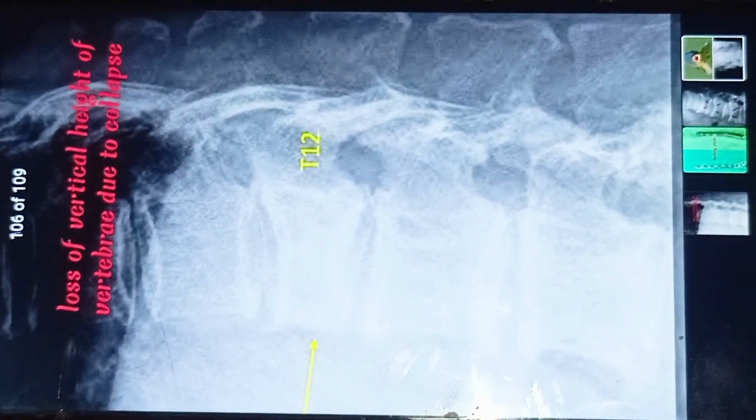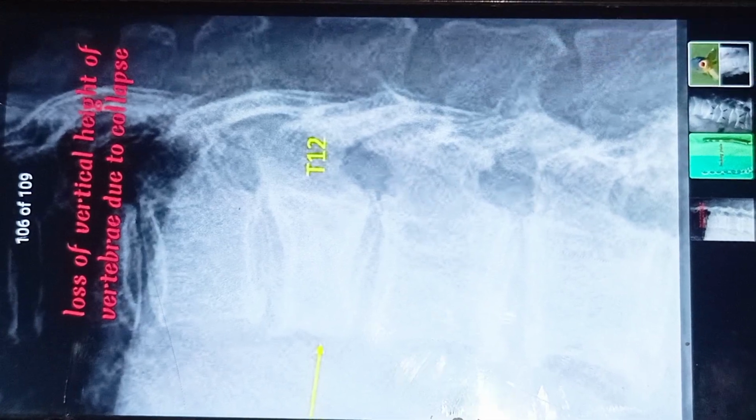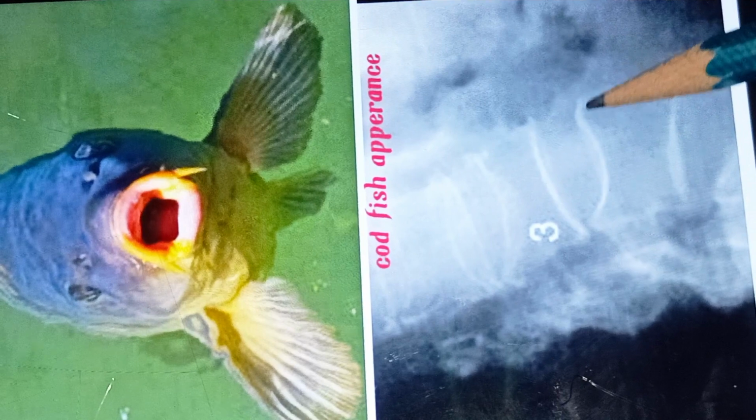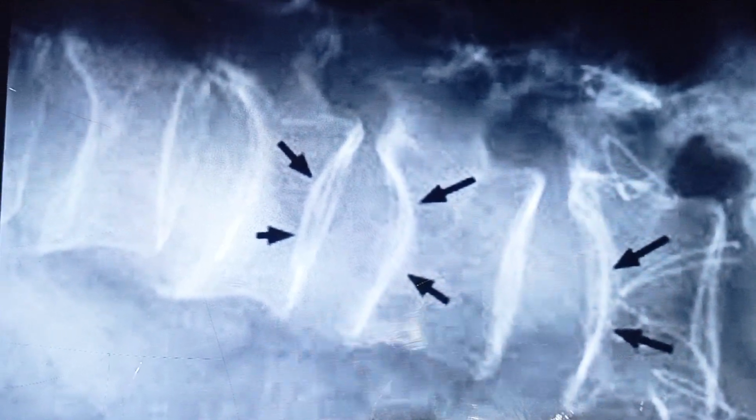Here you can first see the loss of vertical height of a vertebra due to a collapse. Here you can see clearly the codfish appearance of a vertebra. That is, the lines of the caudal vertebra bulge into the adjacent vertebra. Here you can see the mouth of the fish, and you can compare that, so you can easily remember this. Here is another picture of the codfish appearance.